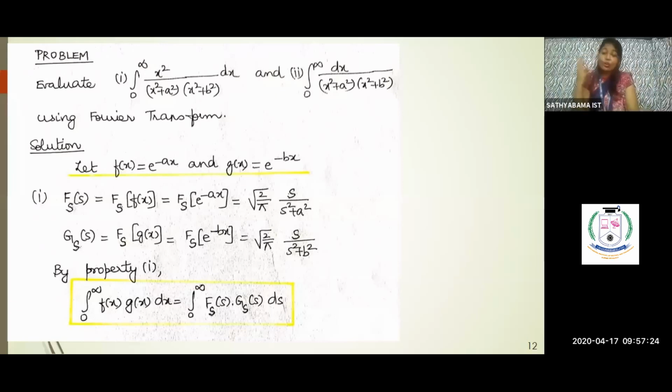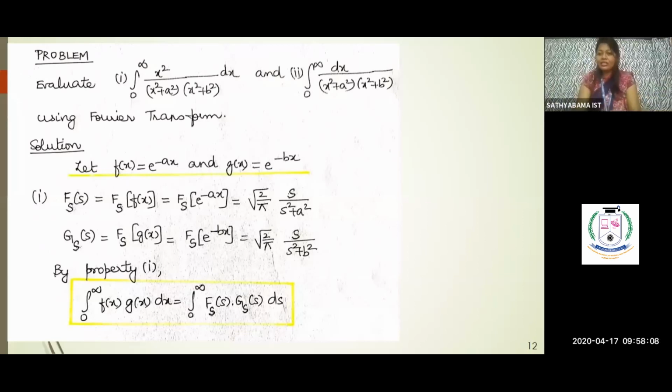Now, two things have to strike you. When you look at x by x squared plus a squared and x by x squared plus b squared, it has to strike you that you have to take the functions as e power minus ax and e power minus bx. Because if you take these two functions and find their sine transforms, you will automatically get s by s squared plus a squared and s by s squared plus b squared. That's why I said e power minus ax is one important function whose cosine transform and sine transform you have to remember by heart, because you have questions like this where nothing is given about the function and you have to evaluate the integral straight away.